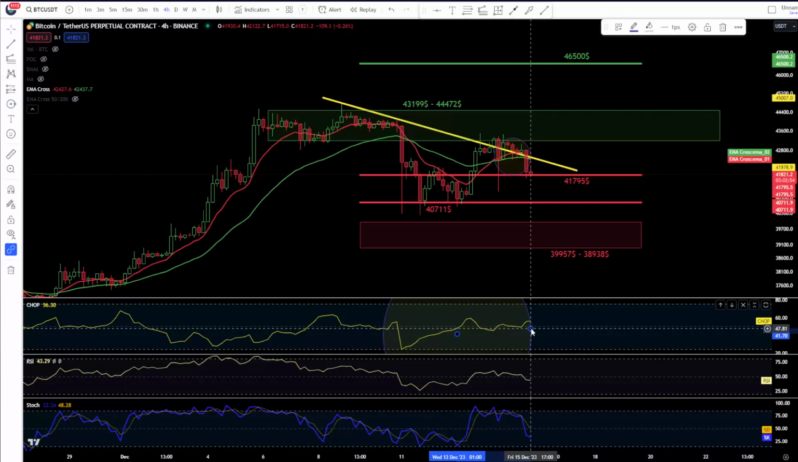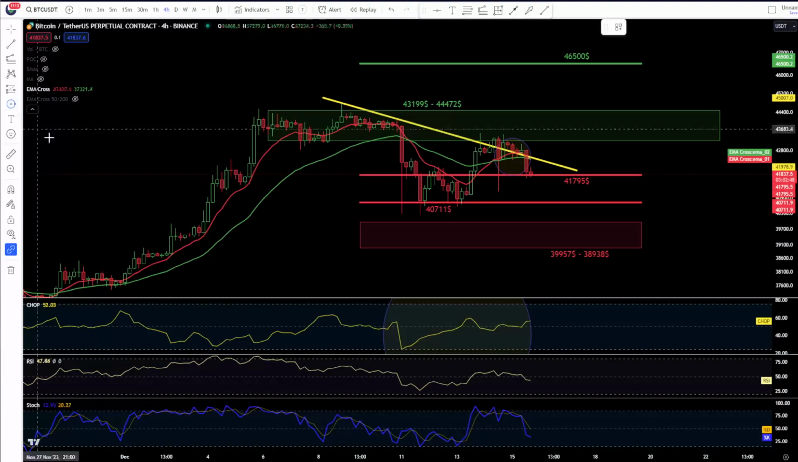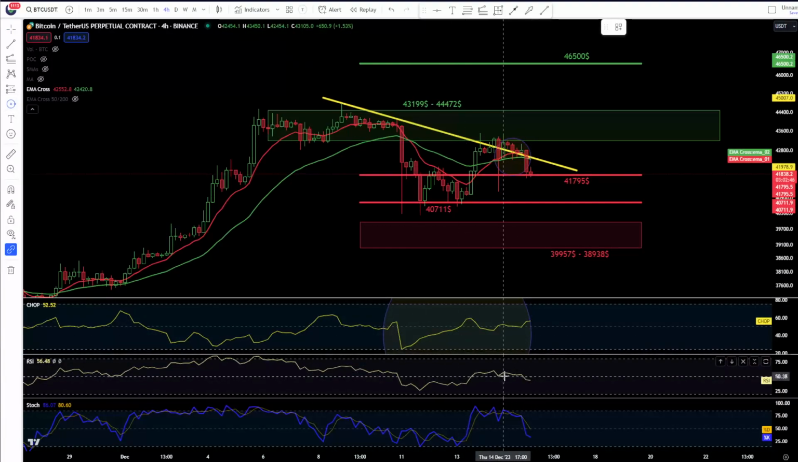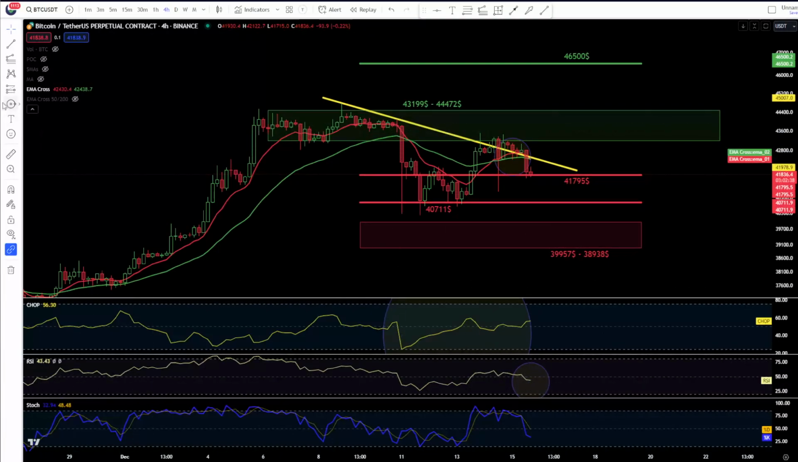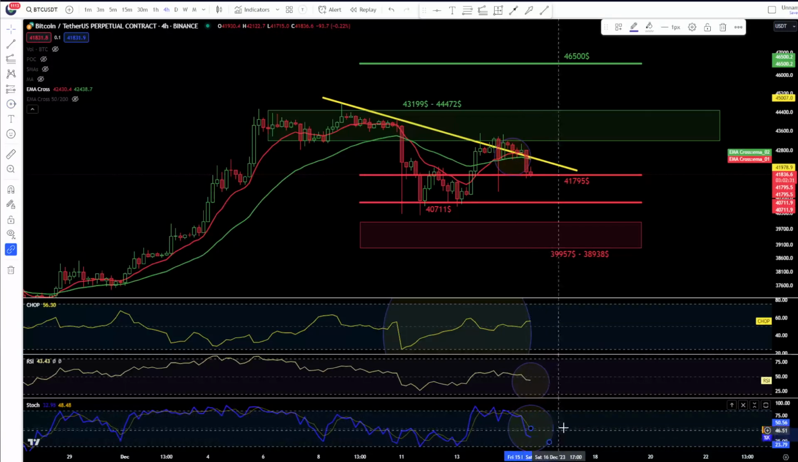Please pay attention to the CHOP index, which indicates that the sideways price movement has regained energy. The RSI indicator shows room for further declines, while the stock indicator, in line with recent predictions, has recovered and there is still room to pull the price lower.